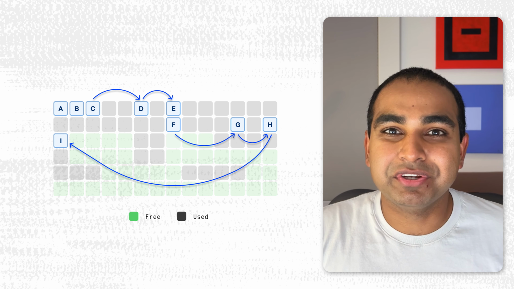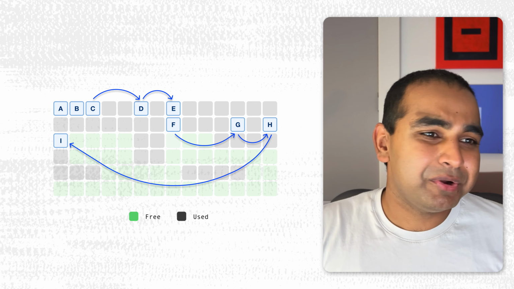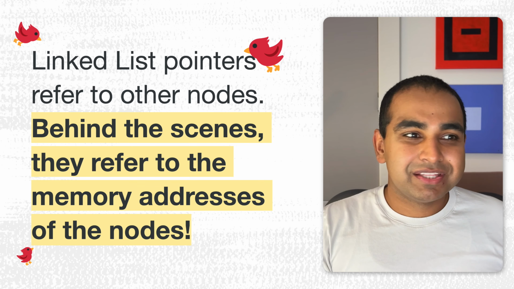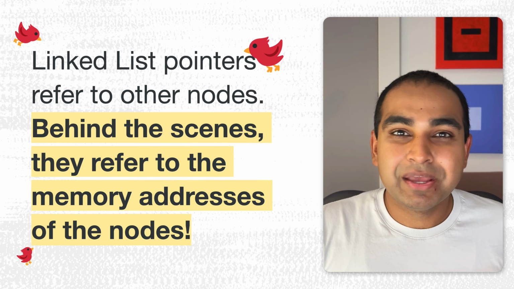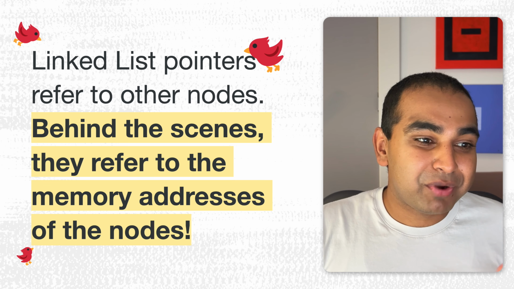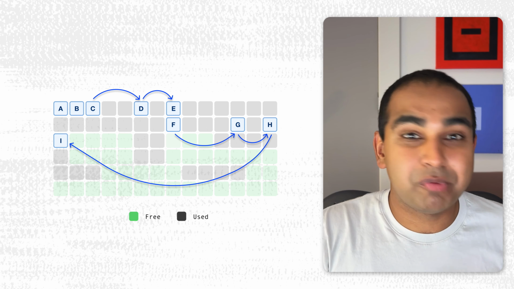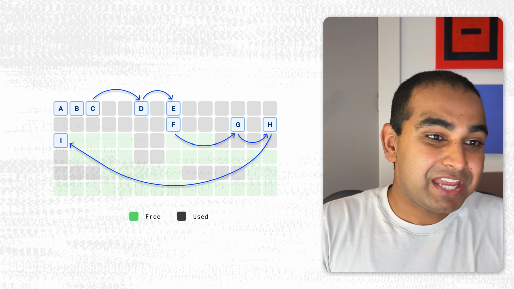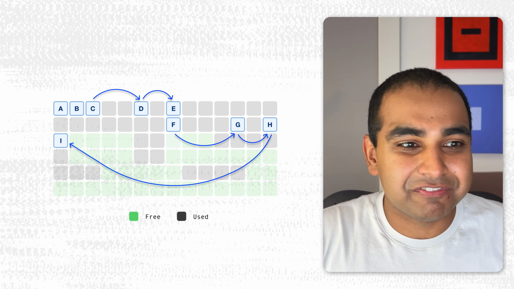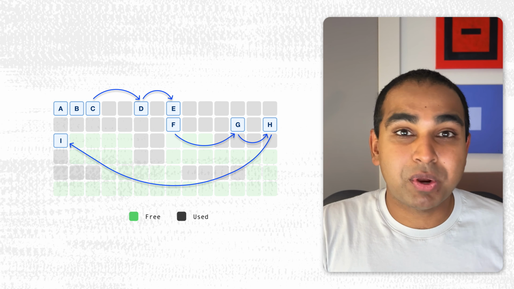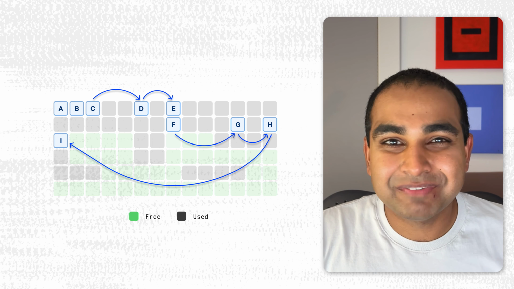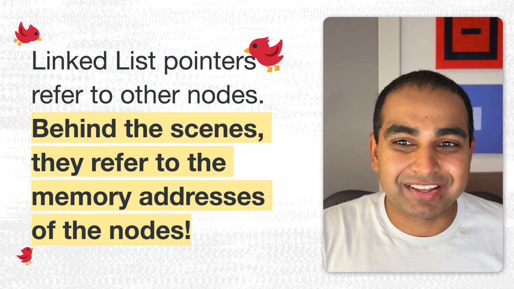The pointer will point to the appropriate location and you're good to go, because at a high level, the linked list pointers refer to other nodes. Behind the scenes, they refer to memory addresses of the node. So if I go back to the previous example, for example, from H to I, it looks like a huge jump visually, but realistically, it's just one memory address to another memory address. And that's what the pointer is ultimately referring to.